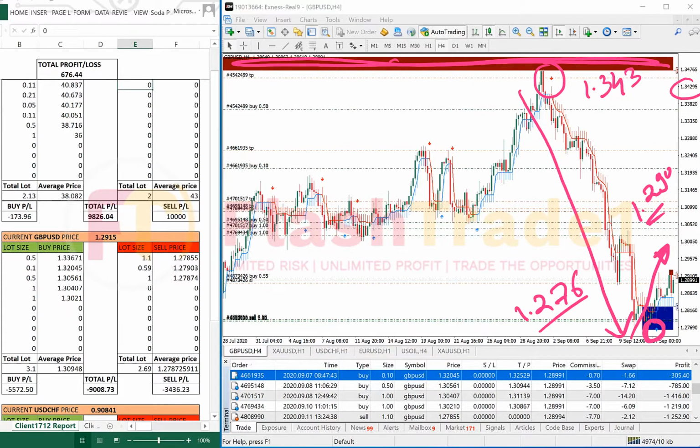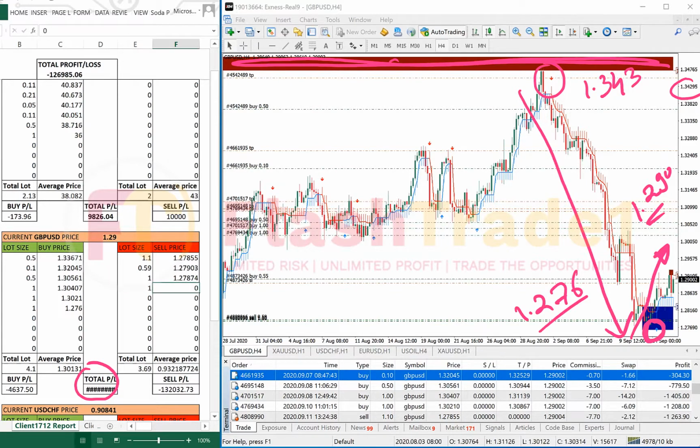His current loss is $9,000. As we can see, his current loss is $9,000. So we will add around his 3 lot and 3 lot. He has already bought 3 and sold 2.69. So we will gradually add only 1 lot on the buy side from 1.276, and the current rate is 1.290. So we will update here the current GBP price 1.2900, and we will take the one sell position.